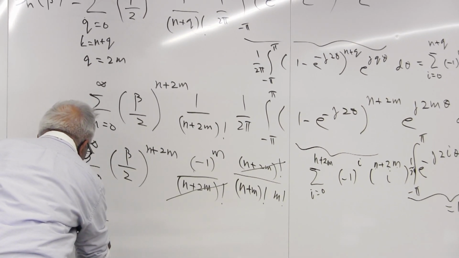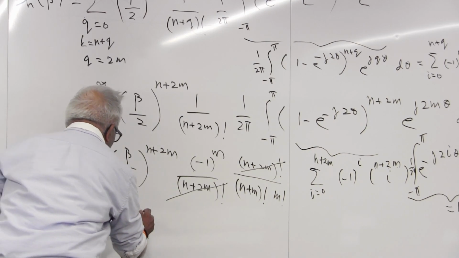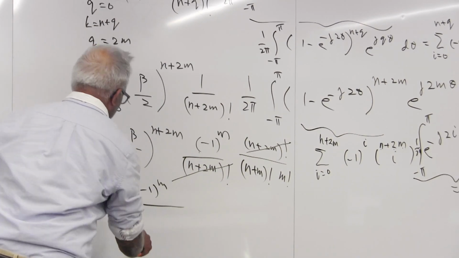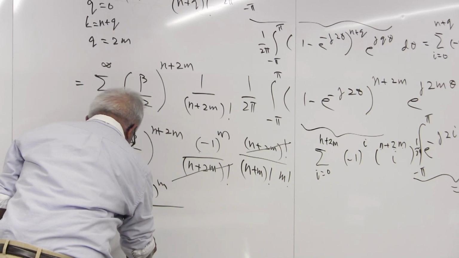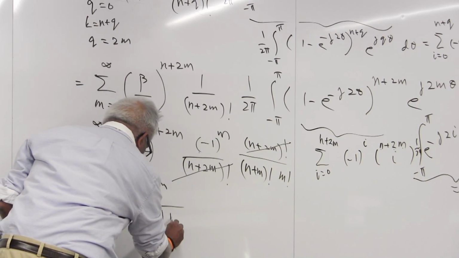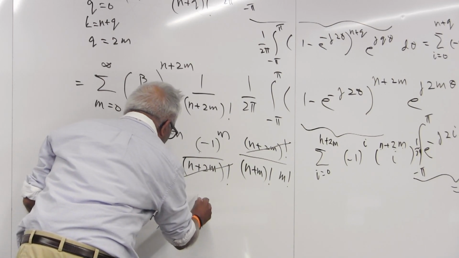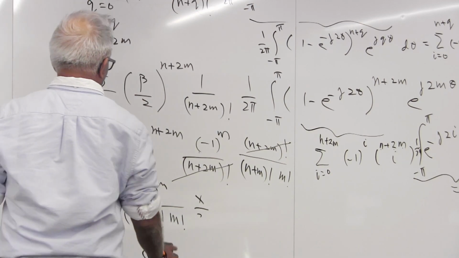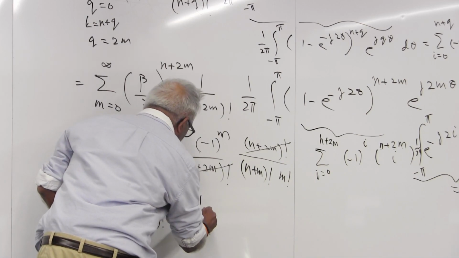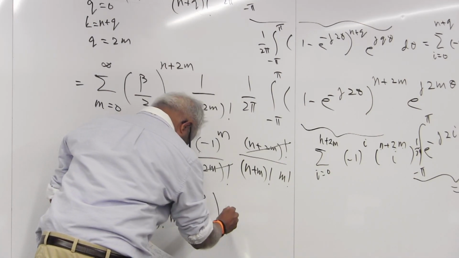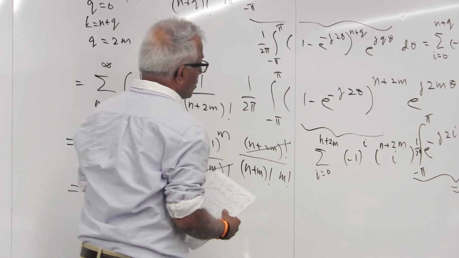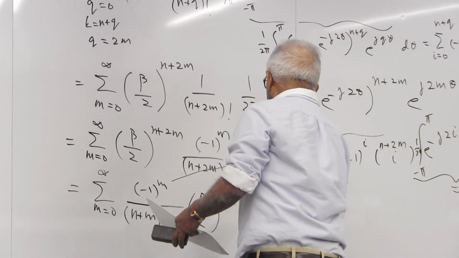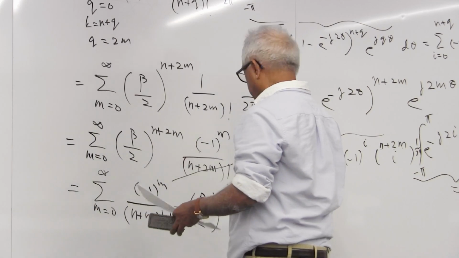So that's the sum over m equal to 0 through infinity, minus 1 to the power m, over n plus m factorial, times m factorial, times x over beta over 2 to the power, from here, n plus 2m.